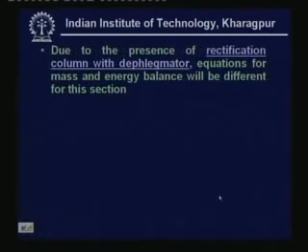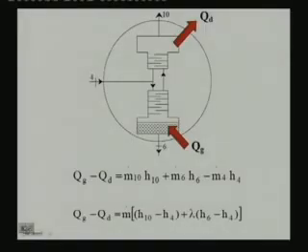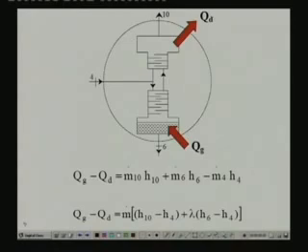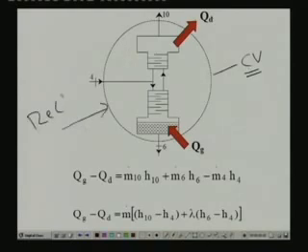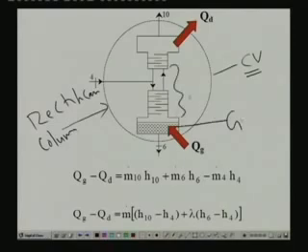Due to the presence of rectification column with defragmenter, equations for mass and energy balance will be different for this system. How they are different, let us see. What we do here is we take a control volume across the entire rectification column. This includes the generator, the rectification column and the defragmenter. So, defragmenter D, rectification column R and the generator G are all taken into this control volume. And then you apply the mass and energy balance to this control volume.